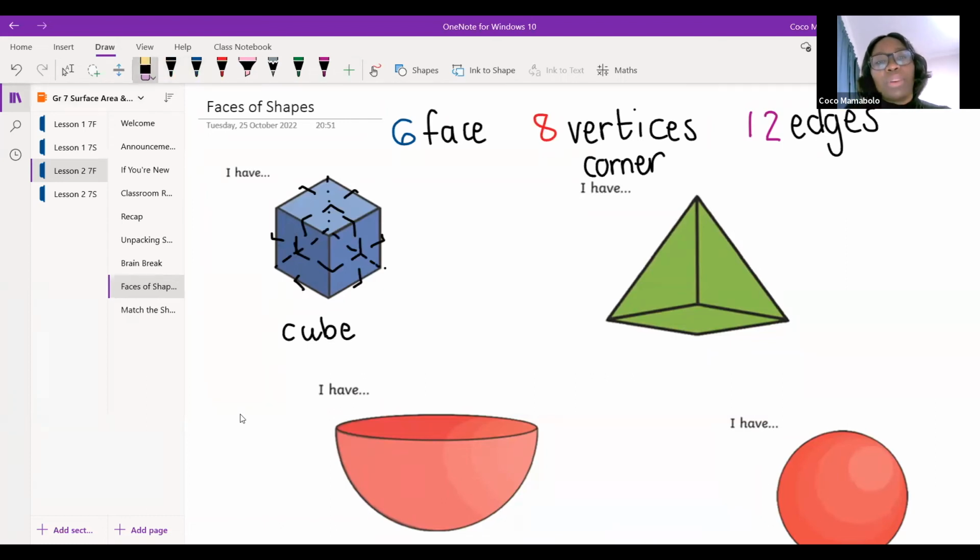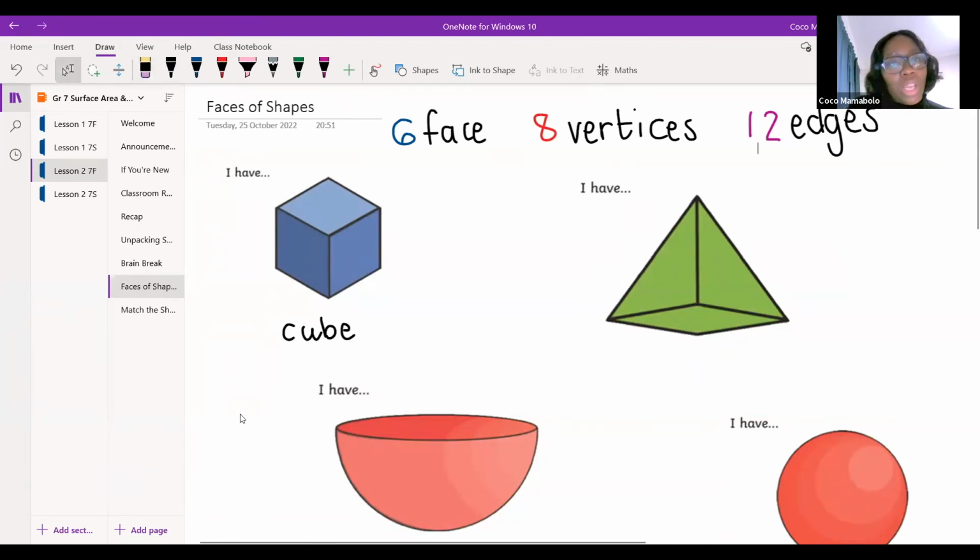Now, it's very important for us to remember all of these things. We need to remember, how many faces do I have? How many vertices do I have? I'm going to remove corner. Corner is something we use in grade 1. We don't use corner anymore. In grade 7, we use vertices. Good. The face, the vertices, and the edges.